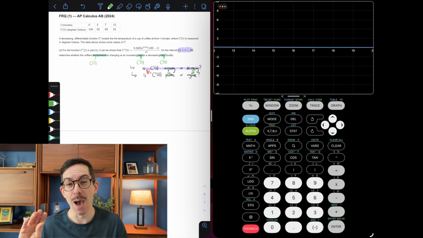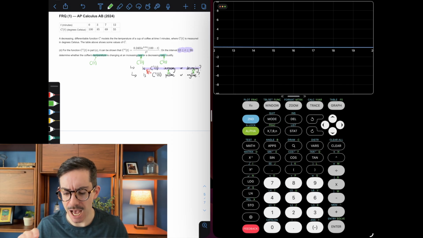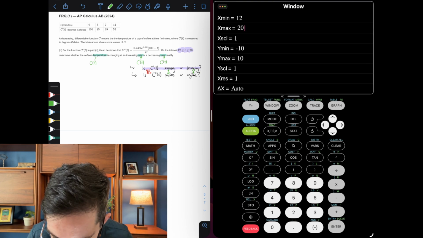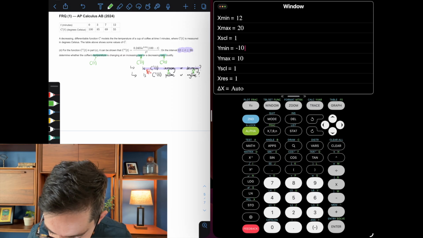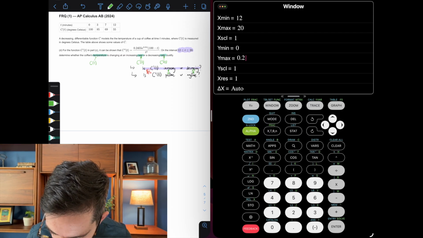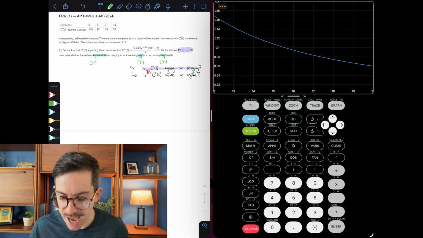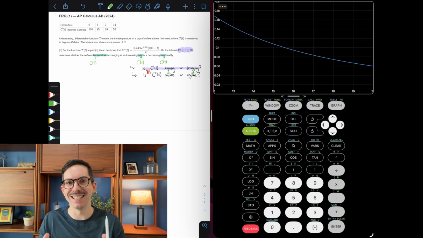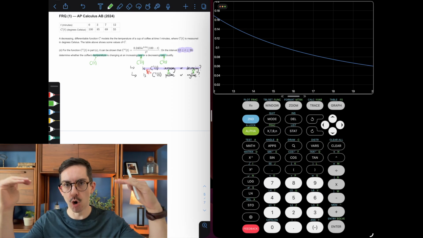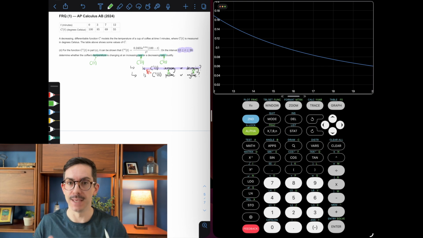If I was crunched for time, I would maybe say this looks like C double prime is always positive, so that means C prime is increasing. Since I have it here, let's zoom in a little bit. Let's change the window settings. My y-axis is too tall, so let's change this to something a bit more constrained. When I zoom in enough, I see that C double prime is definitely always positive on the interval t equals 12 to 20, because the graph is fully, comfortably above the x-axis.